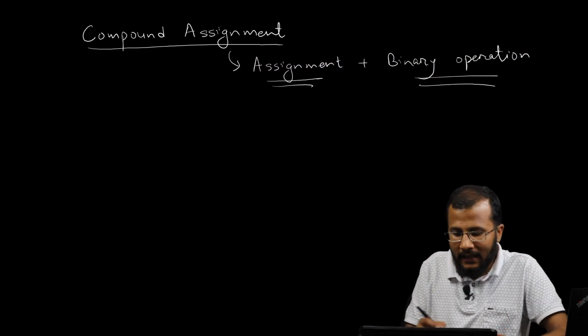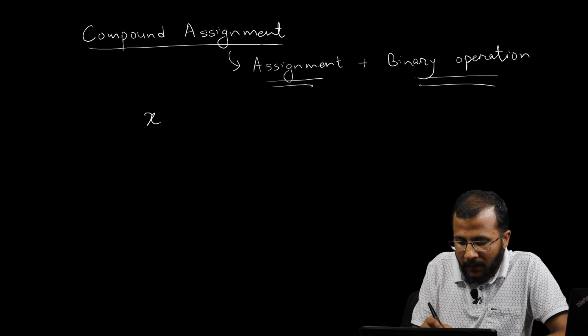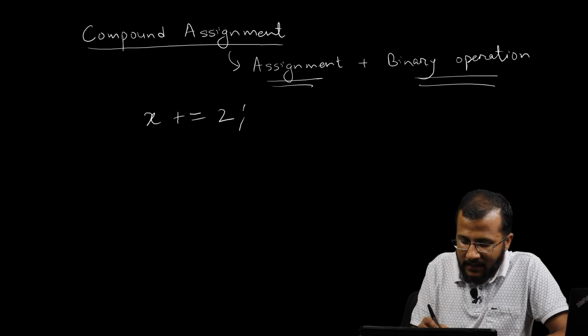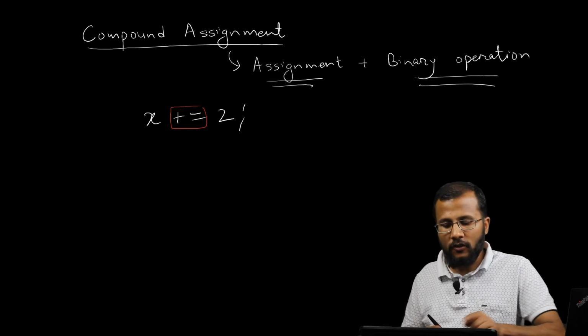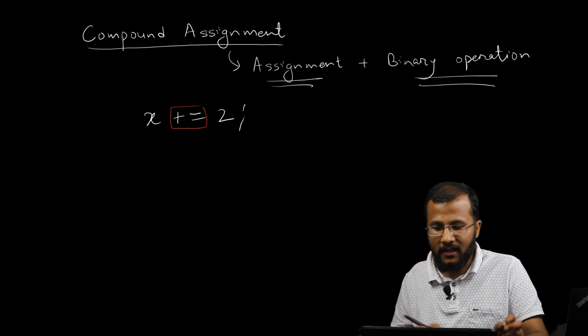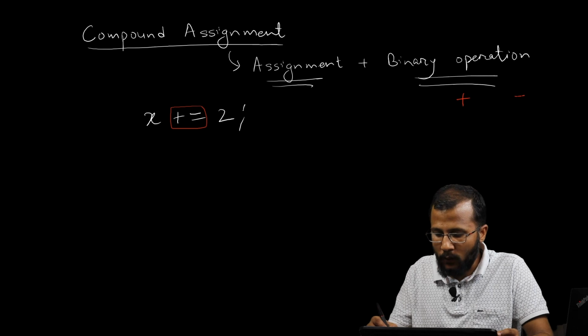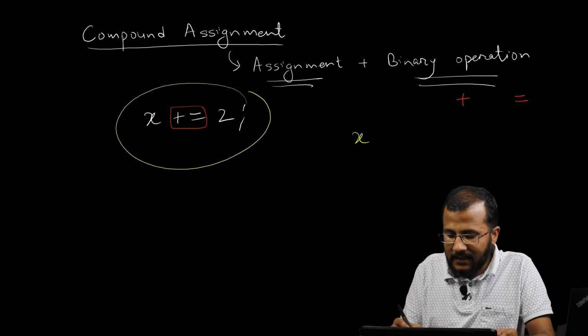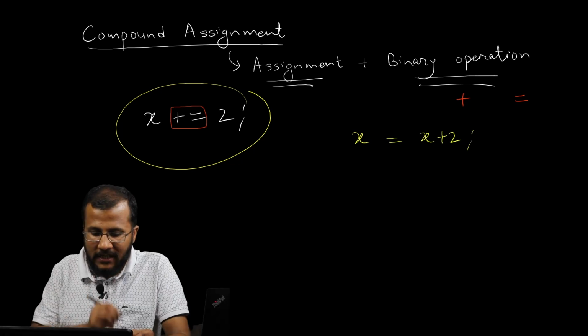Let me explain this. Let's say you have x plus equals to 2. This is a valid statement in C. This is a compound assignment. What I'm trying to do here is, you see there are two operators. One is plus and one is equals to. So this is as good as writing x equals to x plus 2. Let me explain how it works.